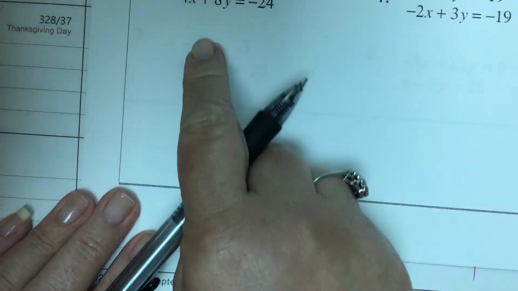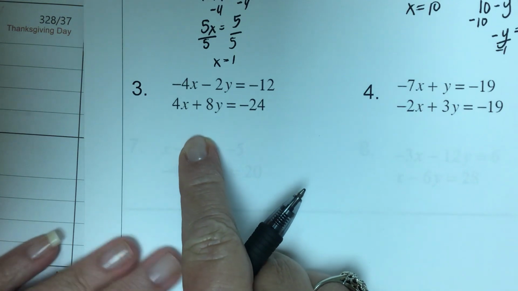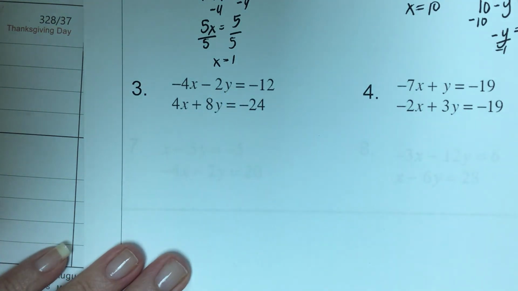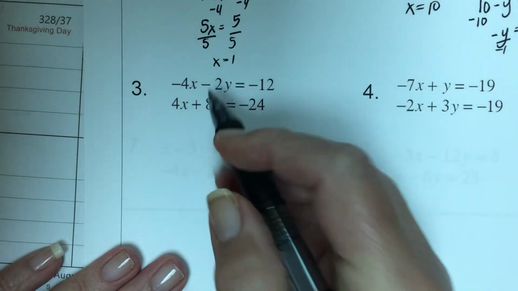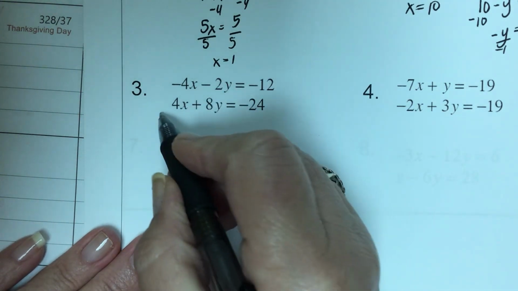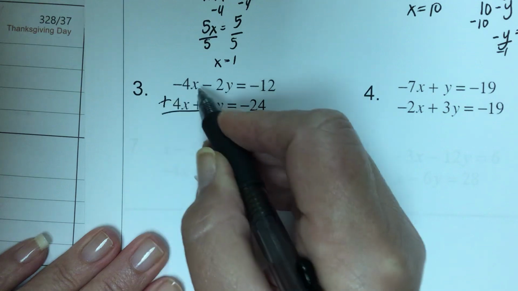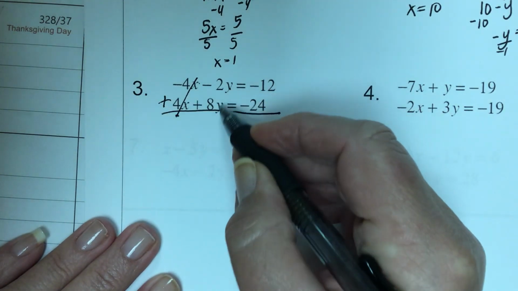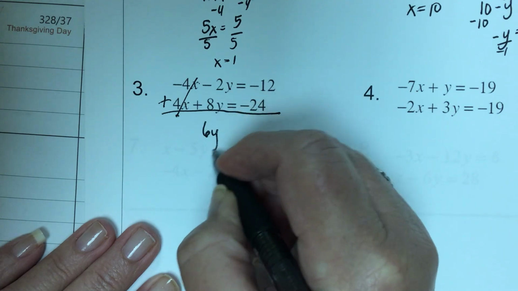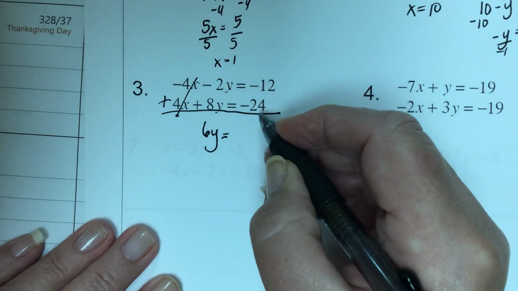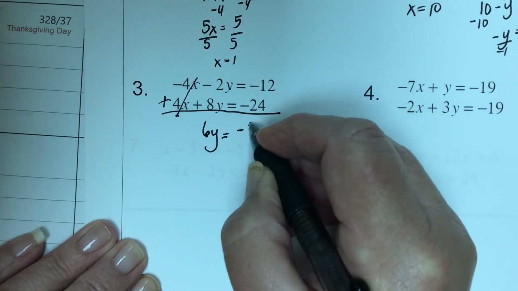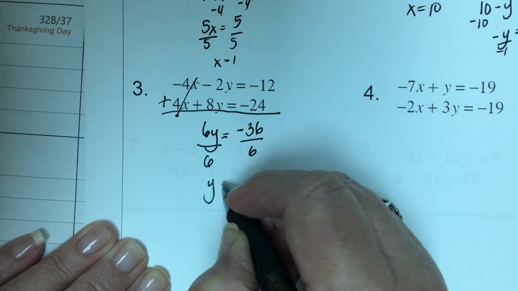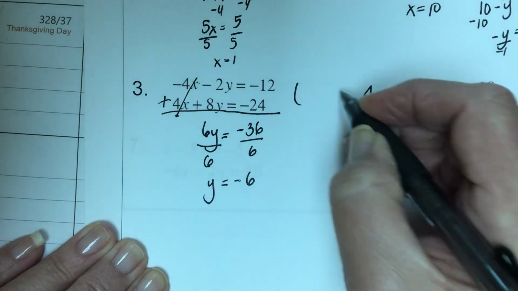Look, here's another one. Number 3. I do have the same coefficient, and one of them is positive and one of them is negative. So I can go ahead and add these together. Negative 4x plus 4x cancels out. Negative 2y plus 8y is 6y. Negative 12 plus negative 24 is negative 36. Divide by 6. y is going to equal negative 6.